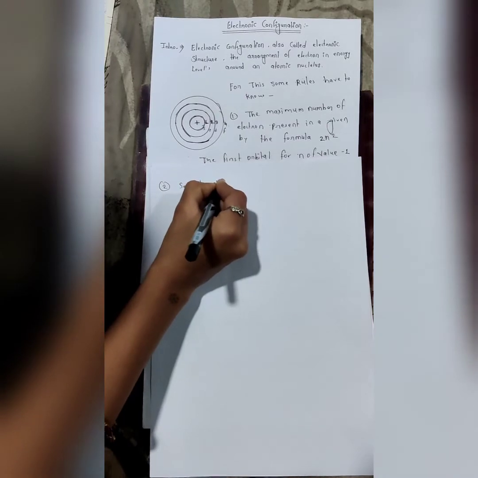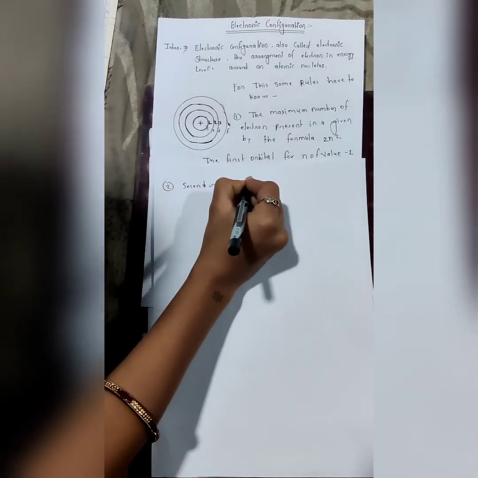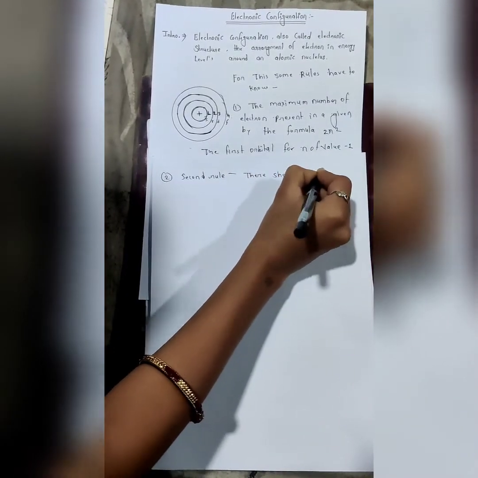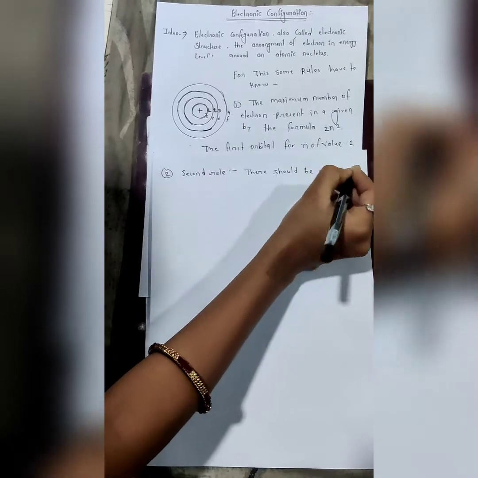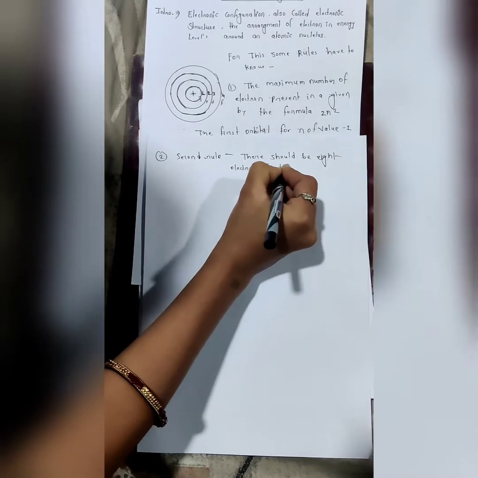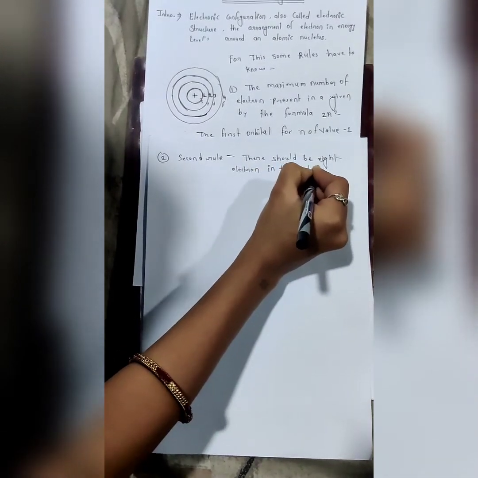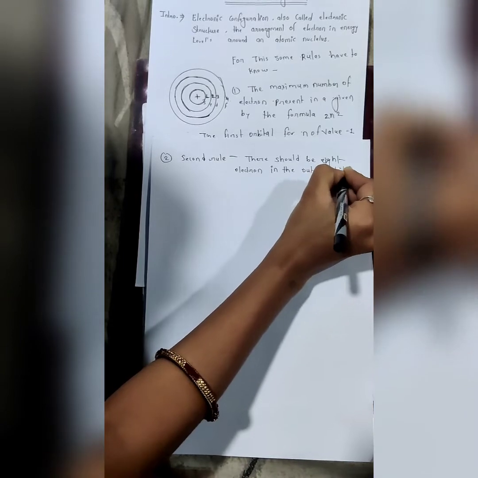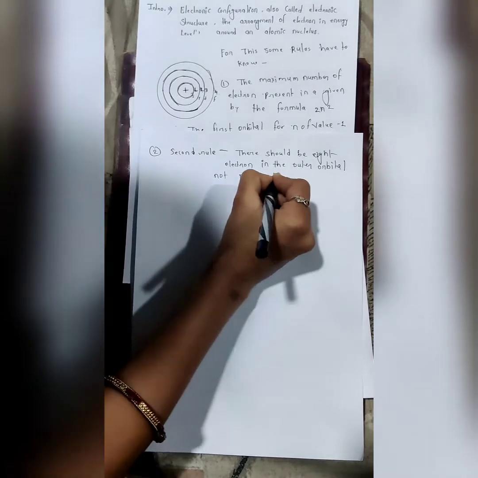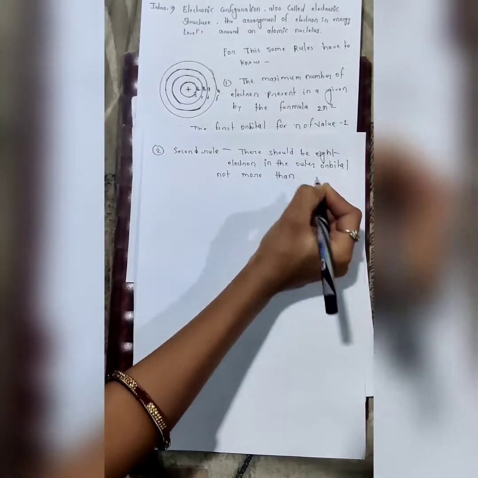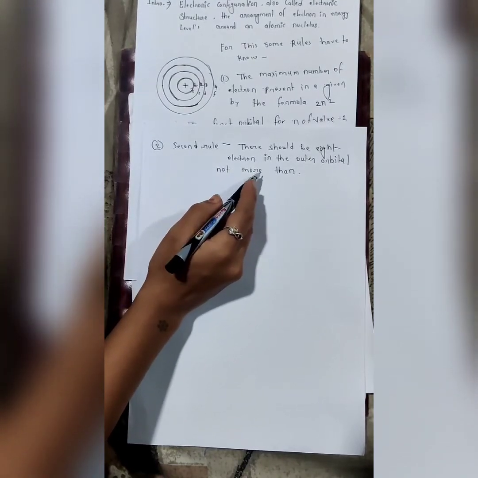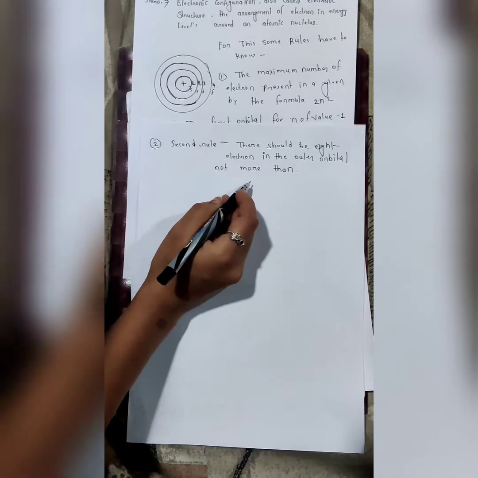Second rule: there should be not more than 8 electrons in the outer orbit. Any element's electronic configuration must follow these rules.